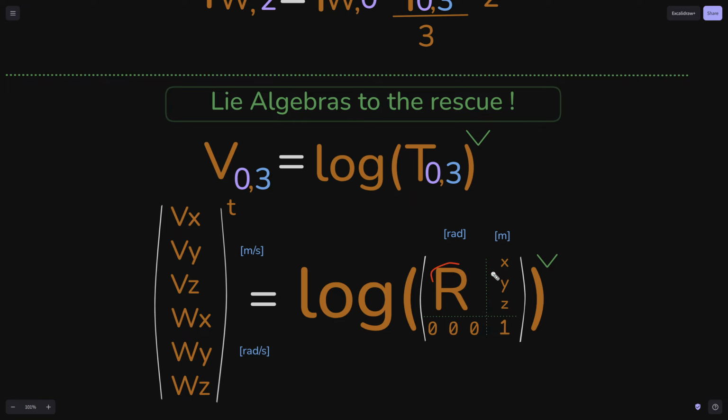Because this R basically comes from rotating angles. You can use Euler angles or other representations, but at the end of the day they are 3 angles. So you have 3 angles that represent R, but here we are using radians per second. We are not using angles, we are using angular velocities. The same for the translation: here it is a transformation in meters, but here you do not see meters, you see meters per second.